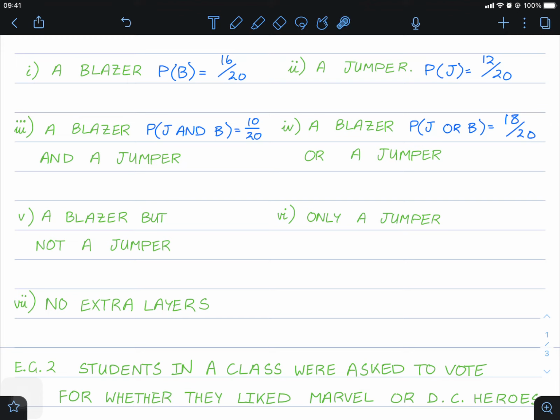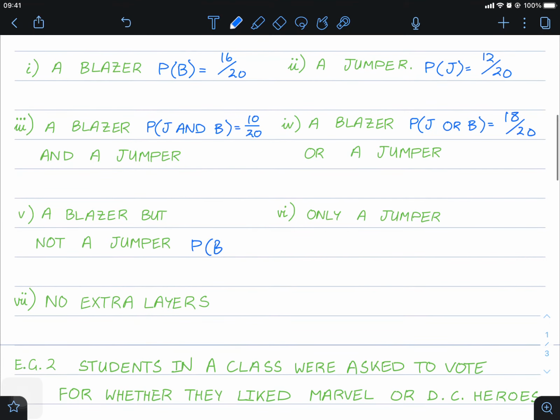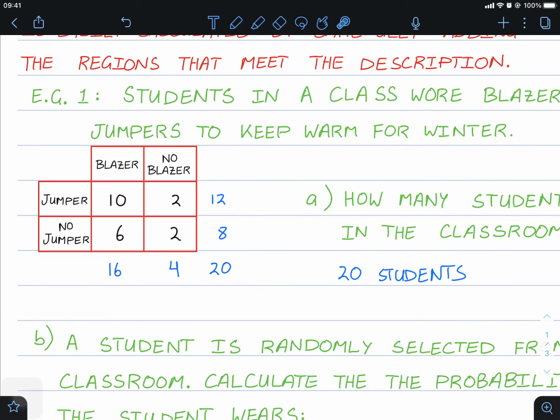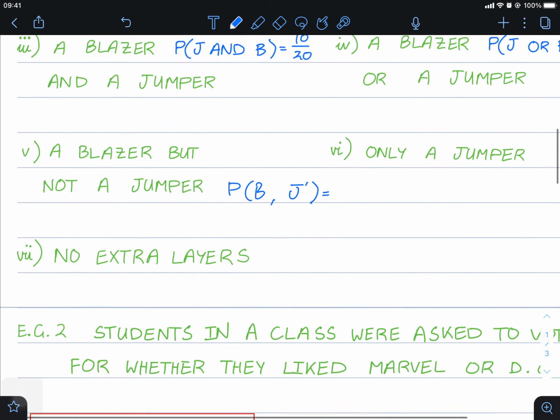Let's read again. The probability a person wears a blazer but not a jumper. So we'll write this as probability of blazer, comma, not the jumper. So looking at this, those that wear a blazer are this row here, but we're looking at those that also wear no jumper. So 6 out of the 20.